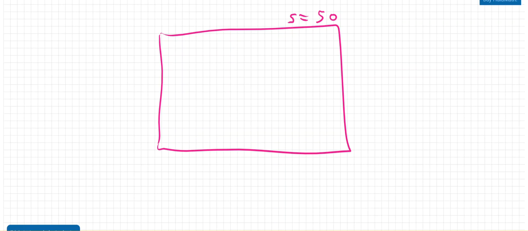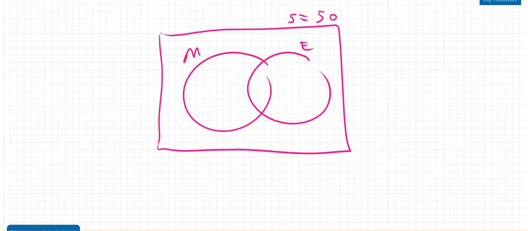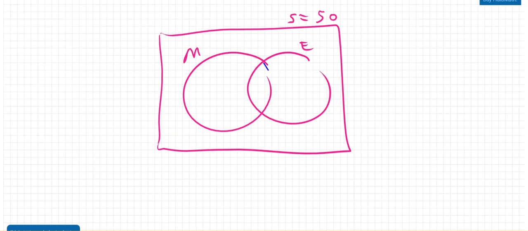Next, we're dealing with 2 categories. We've got maths and we have English. Now, it doesn't matter if you did English first, that's fine as well. It's important to always start with the middle first and then work your way on the outside. So it tells us that 35 like maths, 15 like English, and 5 like both.